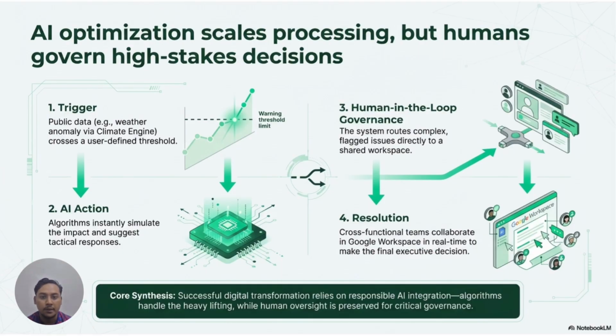Trigger. It begins when public data, like a weather anomaly, crosses a predefined threshold. AI action algorithms instantly simulate the potential impact and suggest tactical responses. The AI does the heavy lifting, providing us with immediate options. Human in the loop governance. For complex or high-risk issues, the system doesn't act alone. It flags and routes this specific case directly to a shared human workspace. Resolution. Finally, our cross-functional team collaborates in real time within Google's workspace to make the final executive decision.